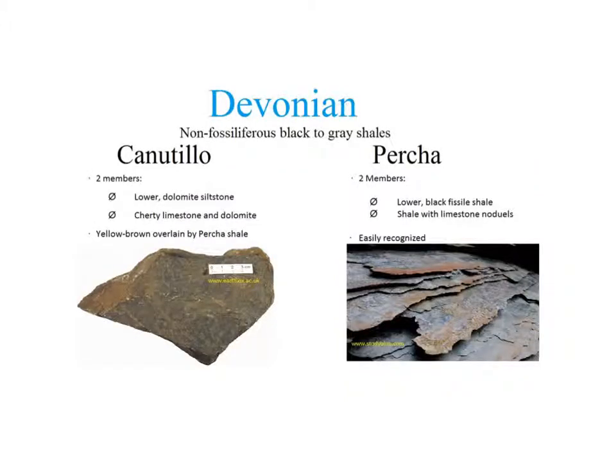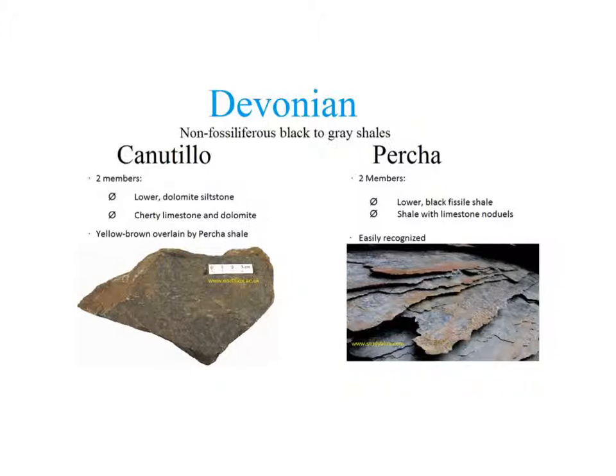The Devonian era, which overlays the Silurian formations, is made up of the Canutillo and Percha formations. These are also known to be non-fossiliferous, from black to gray shales. Each of these 2 members also has sub-members beneath them. With the Canutillo, you'll have the lower unit of a dolomite siltstone and the upper unit of a cherty limestone and dolomite. In the image below, you'll have something that's similar with the yellow and brown colors.